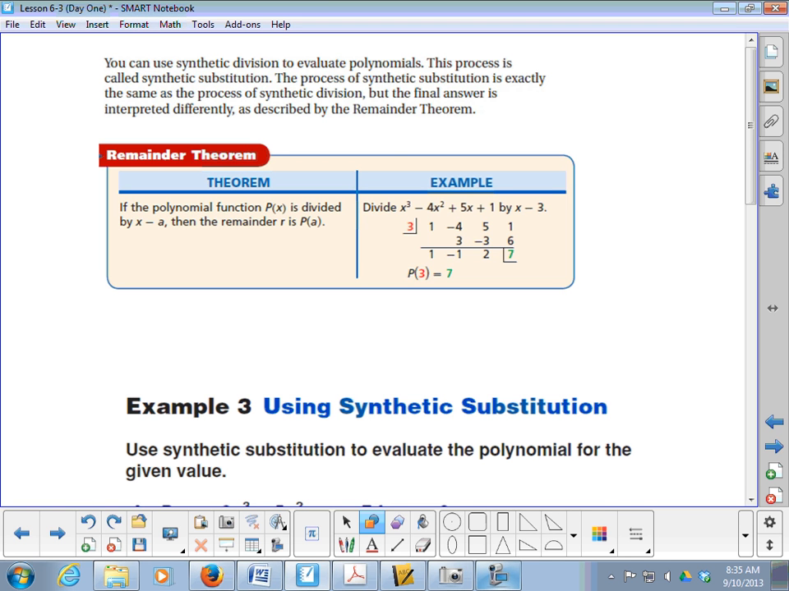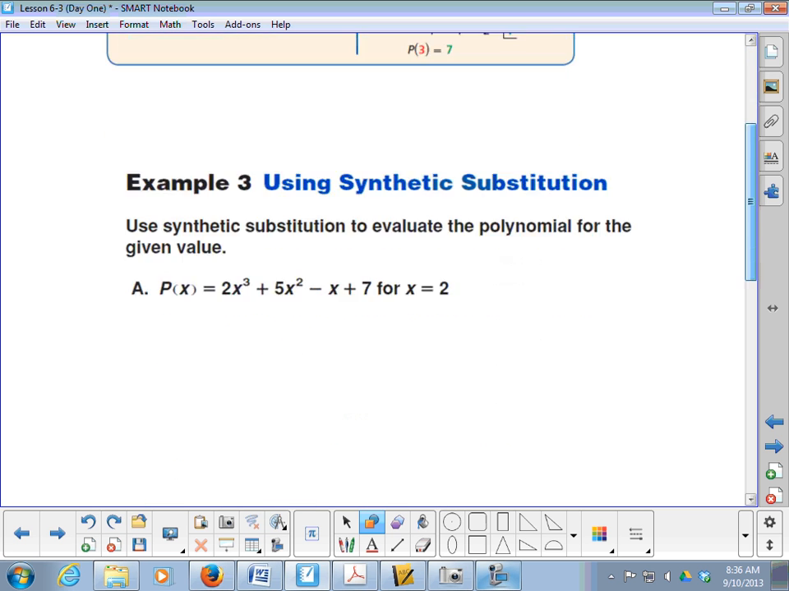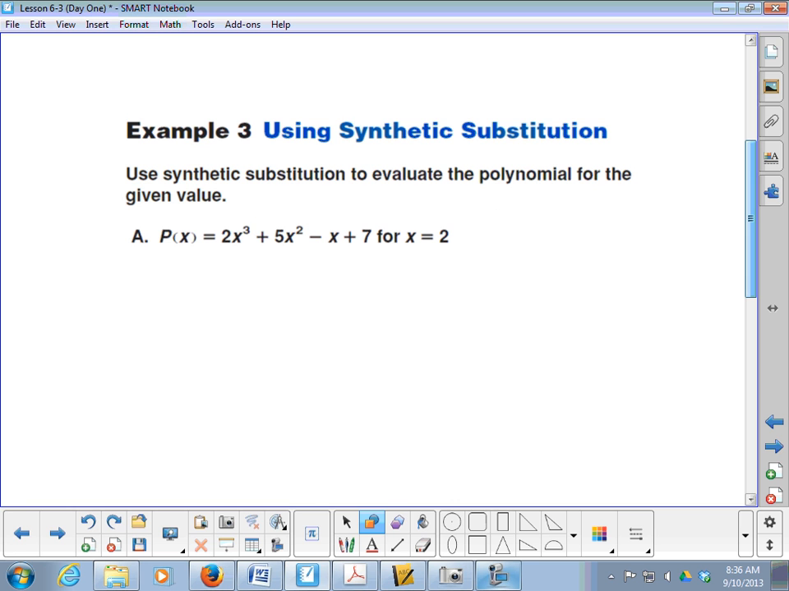You guys have done lots of those, where it used to say, evaluate this when x equals 5, or evaluate this when y equals 3. It's going to produce the same thing, but we're going to call it synthetic substitution. You can actually do it in your head, where normally you would have used your calculator. So it says evaluate this polynomial.